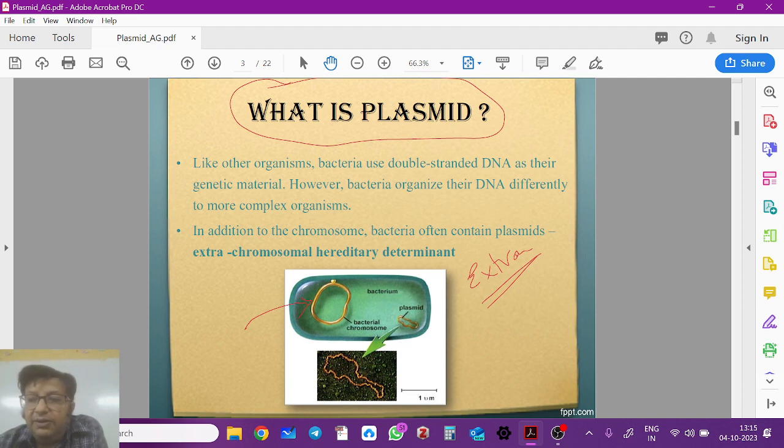Now it is also known as, in the second line I have written, an extra chromosomal hereditary determinant. So apart from being a DNA apart from the chromosome, it gives certain characteristics. For example, it can give resistance to antibiotics, because nowadays several bacterial diseases are resistant to antibiotics. That is because they acquired this gene through lateral transfer, mutation or other means. They have this plasmid gene for antibiotic resistance.